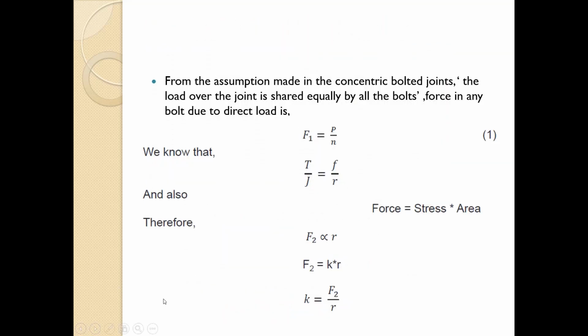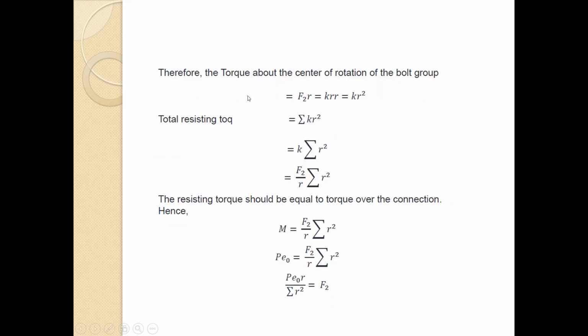So this F2 is directly proportional to R. So F2 equals K into R. K is the constant. So K equals F2 divided by R. Now the torque about the center of rotation of the bolt group is F2 into R. So F2 is, again we know, K into R, so it is K R square. So the total resisting torque is the summation of this F2 into R in every bolt. So I am making the summation over here. So this is summation of K into R square. K is constant, so I am taking it out.